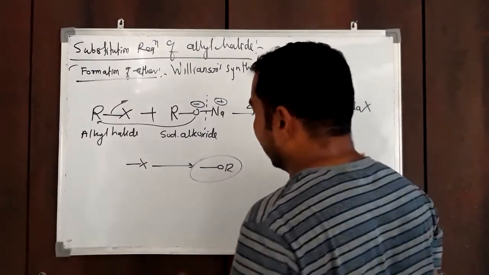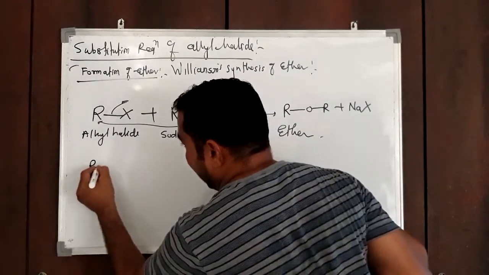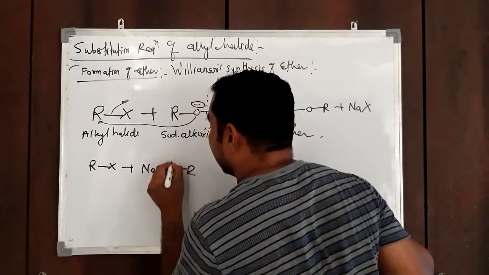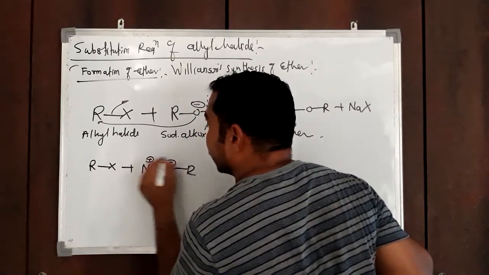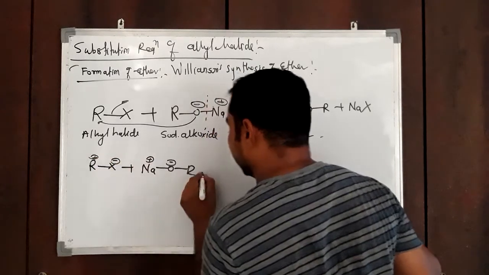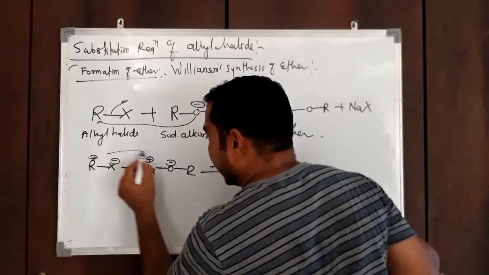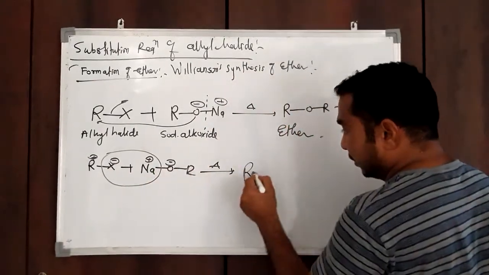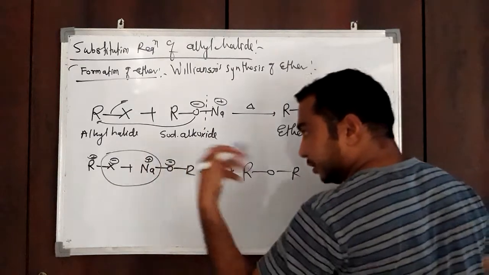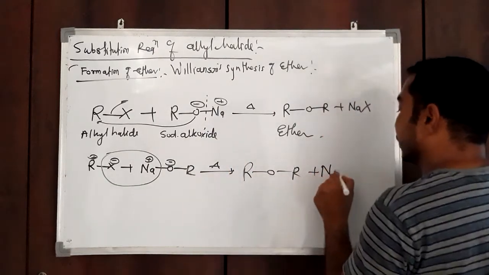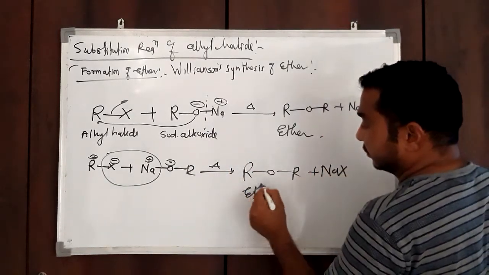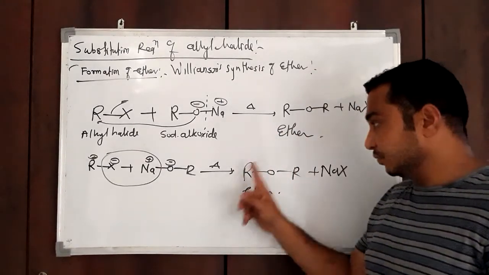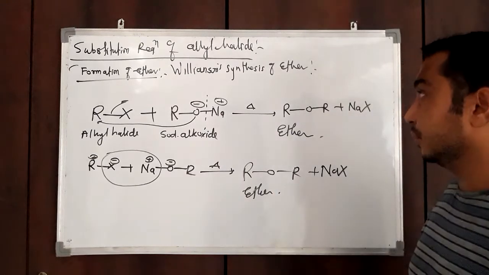Or we can write like this: RX plus Na, OR, negative, positive. Just remove NaX and join them. Join the remaining part, R, O, R. These two may be the same or may not be the same. Plus NaX, that is ether. Very simple. In this way we can write the reaction for the preparation of ether.